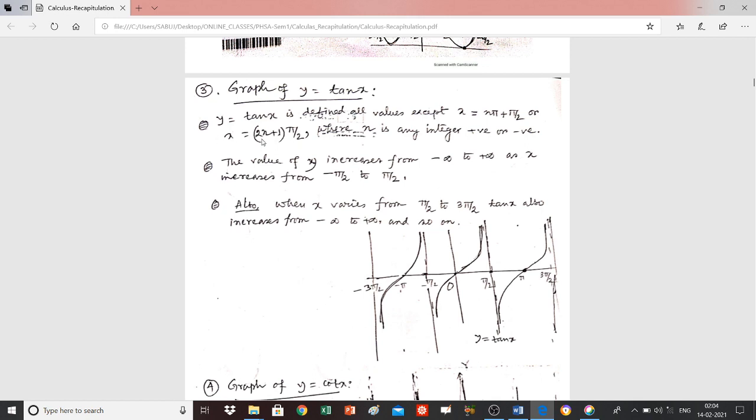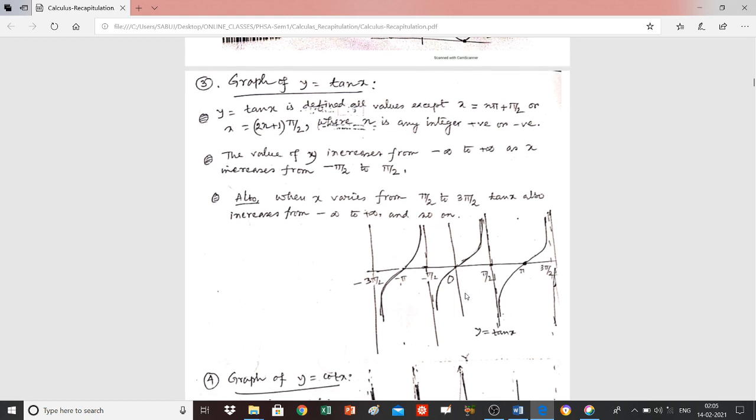For x equal to (2n plus 1) into pi by 2, where n is any integer, tan x is not defined. And the value of tan x, that is y, increases from minus infinity to plus infinity as x increases from minus pi by 2 to plus pi by 2. It increases in this way and goes to plus infinity. From pi by 2 to 3 pi by 2, the similar event happens, and here also. So this is the graph of y is equal to tan x.